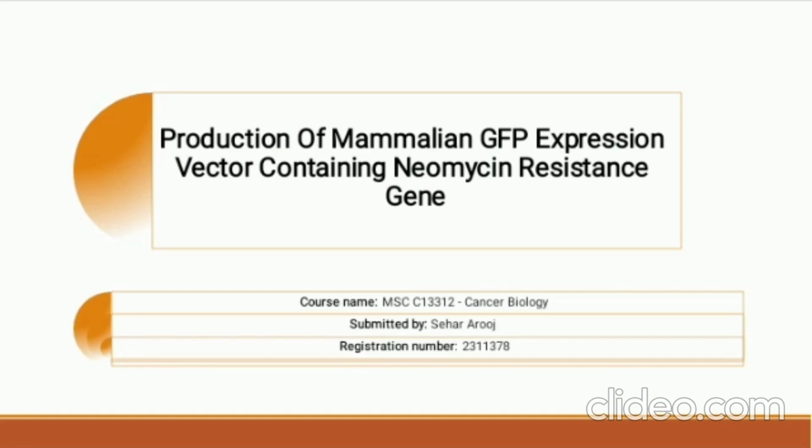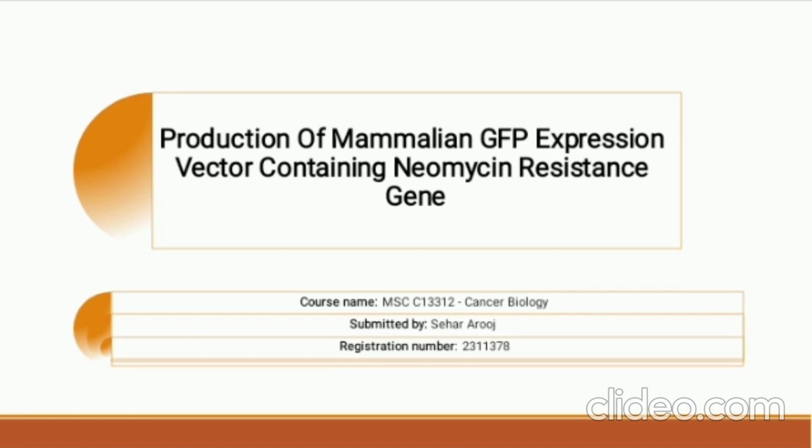My name is Seher and today I'm going to explain the production of an expression vector for the mammalian cell. Let's start the presentation. The topic of our presentation is production of mammalian GFP expression vector containing neomycin resistance gene.